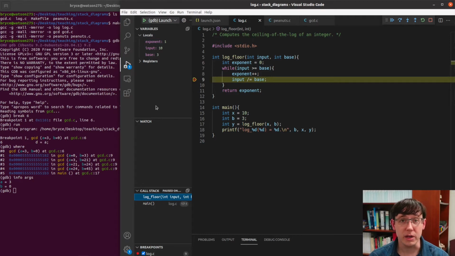But often it can be useful to draw this by hand to show what we expect to be happening based on the code that we have written. And stack diagrams will also help us to illustrate a number of concepts related to pointers, dynamic memory, assembly code, and more over the course of the semester. So let's head over to the whiteboard and draw some stack diagrams.